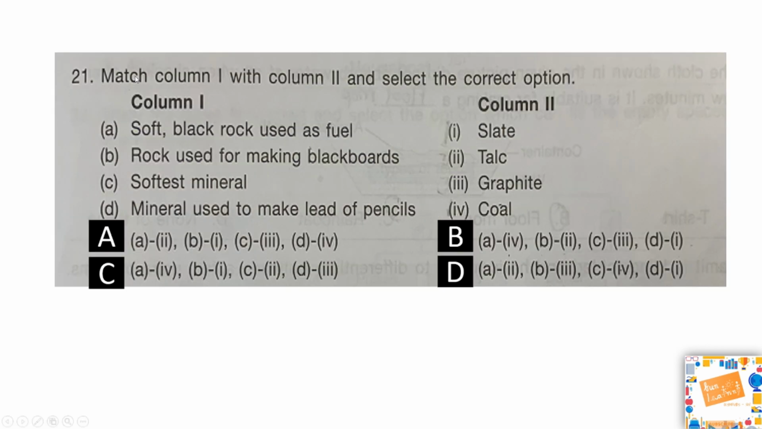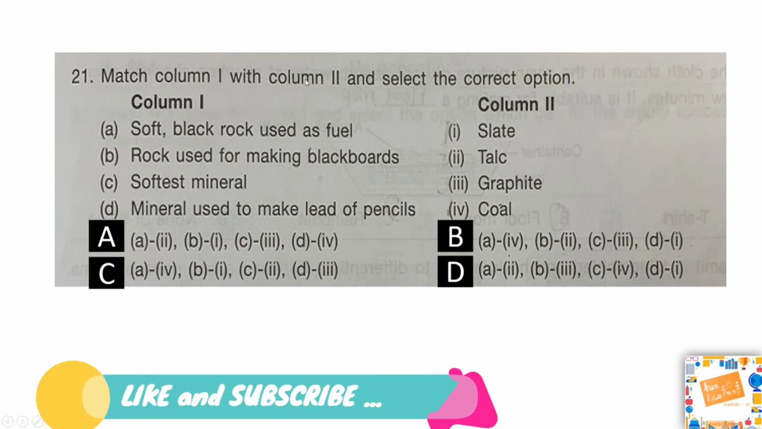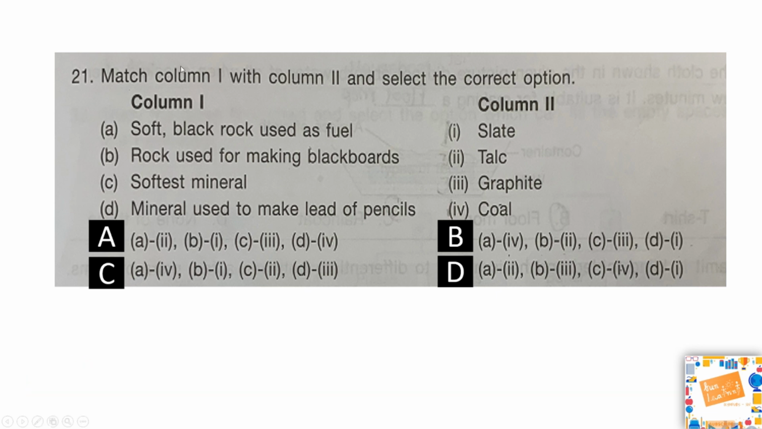Next question. Match column 1 with column 2 and select the correct option. So we have A to D, some items in column 1 and some items in column 2. So match it and then choose your right options amongst A, B or C, D. I'll give you some time for this and then we'll see it together. Well, let's try to solve this. So in match the columns, even if you get most of it, you don't need to solve the entire one. So let's see the answers.